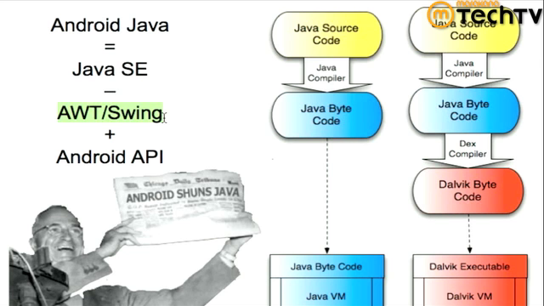So when it comes to networking, file I/O, any of that sort of stuff, that's basically the same as in standard Java, right? That's good to know because you don't need to worry about any of that. On top of that, we add some specific Android APIs. So that's how Android's Java is different than regular Java. Any questions on that? Everyone got it?